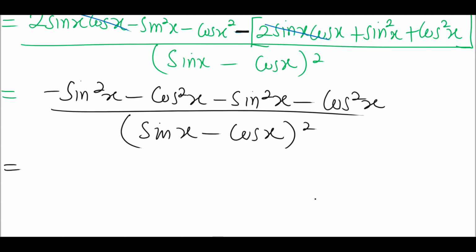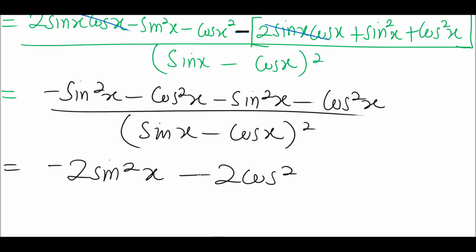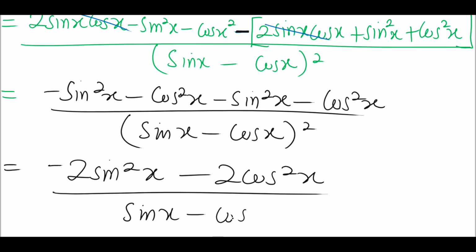So let us work on the numerator. In the numerator, we have something in common. Yes, we have negative sin x squared, then another negative sin x squared, so we have negative 2 sin x squared. Then we have negative cos x squared minus cos x squared, so negative 2 cos x squared. All divided by (sin x minus cos x) all in brackets squared.